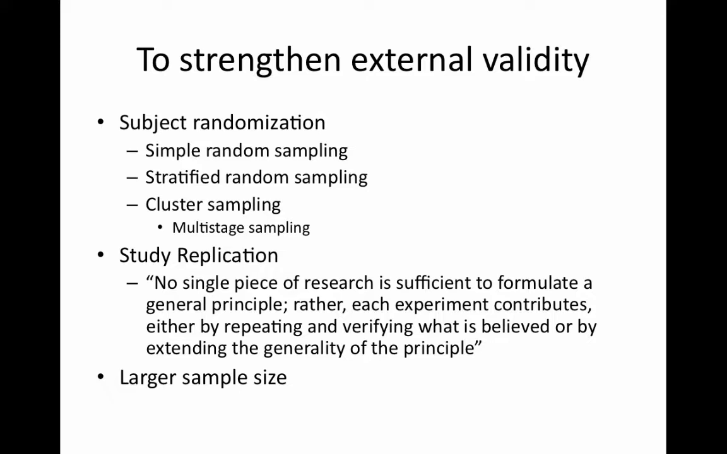To strengthen external validity, there is subject randomization or simple random sampling. Stratified random sampling. Step 1. Divide the subjects into groups or strata, then random selection is applied for each stratum. For example, sex subgroups, age subgroups.